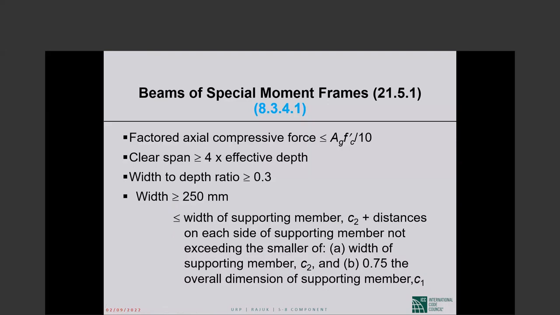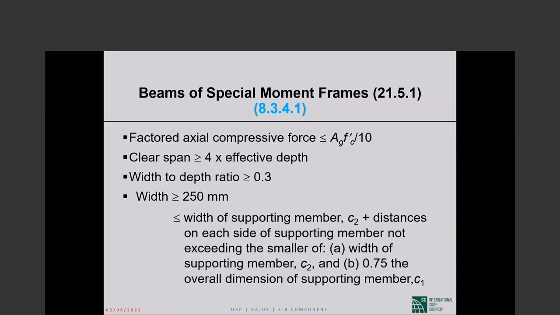Now, so two things are being done here. One is a distinction is being drawn between a beam and a column. So we are saying that the detailing requirements in this section 21.5 apply to members with factored axial force less than or equal to A sub G F sub C prime over 10. And then we are imposing some dimensional limitations.